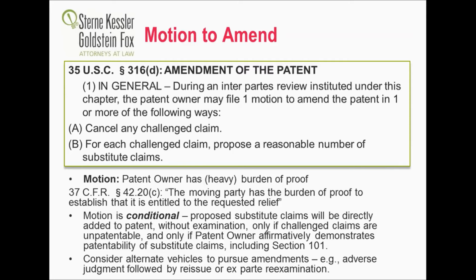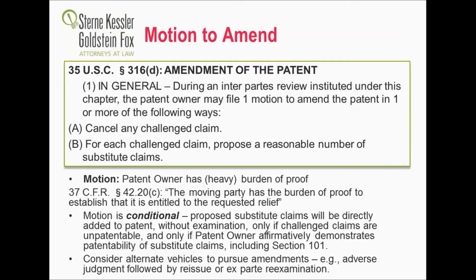Under the rules, a motion to amend, and again, this reflects the requirements in the statute, you can cancel a challenged claim, or propose a reasonable number of substitute claims. You cannot simply add a new claim. That's not permitted. It has to be a substitute claim for a claim that is under review.